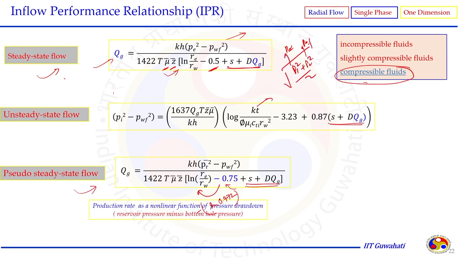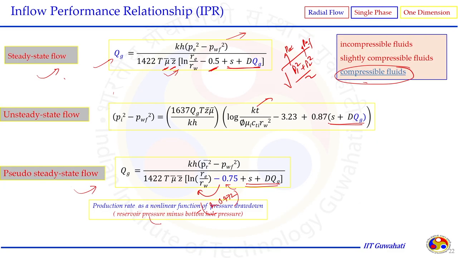So ultimately we got the expression of pressure drawdown versus flow rate for all the possible cases, for different fluid regimes, different types of fluid. And for the case of the compressible fluid, accounting for the Darcy, non-Darcy and skin effect, we get the production rate as a non-linear function of the pressure drawdown. Pressure drawdown means pressure of the reservoir minus pressure at the bottom hole. And that makes the equation more complex to solve. Although a quadratic equation can be solved if we are solving in the current form.